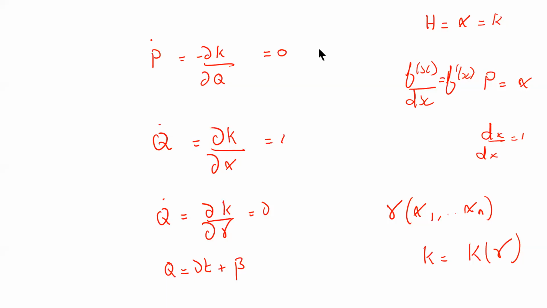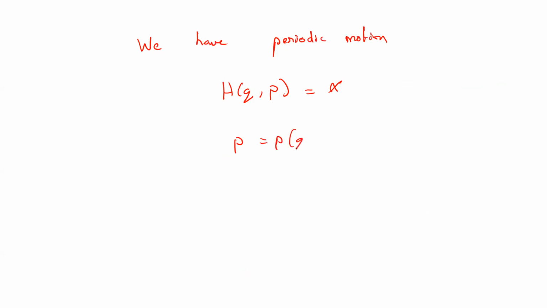All what I've been saying now is especially significant for one case of a problem where we have periodic motion. Okay, so we have periodic motion and the total energy of the system is a constant. So the Hamiltonian, which is a function of q and p, is a constant, and therefore p can be written as a function of q's and alpha.